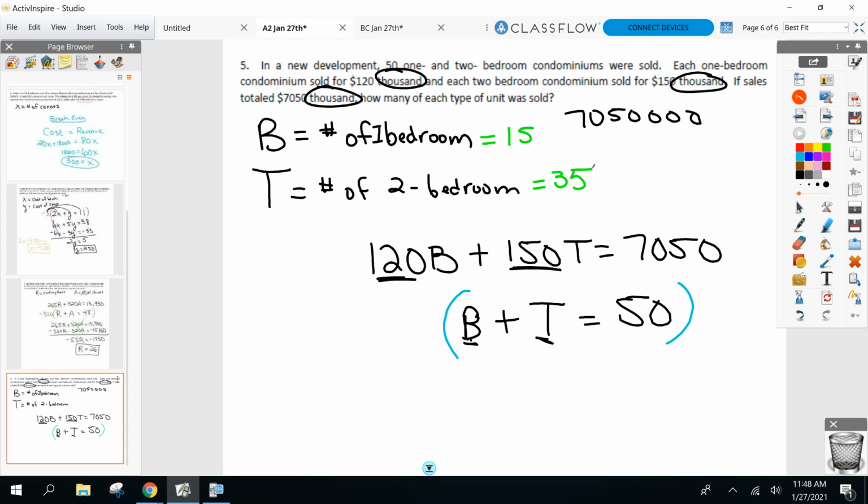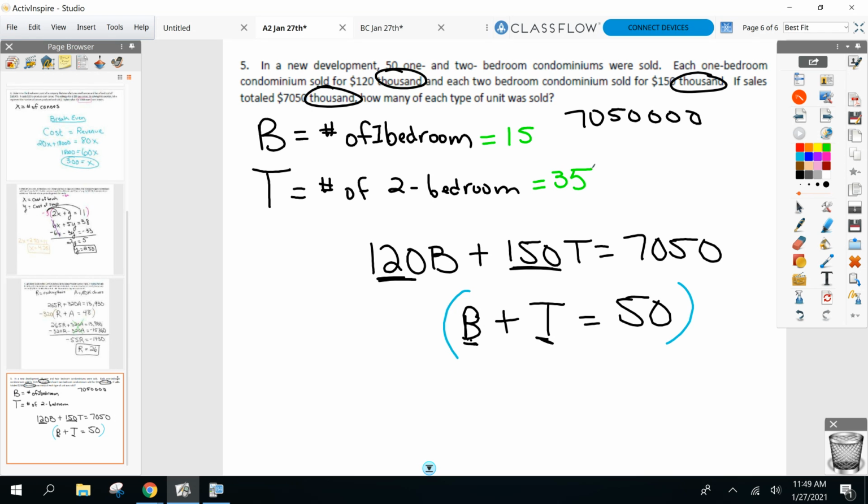And then you guys can see up on mine, I'm getting 15 and 35. 15 one bedroom and 35 two bedrooms. Any questions I can answer on how to get there, because you're going to be doing all this on your own tomorrow. Same type of problems. Set up X and Y for the variables and then two equations and solve them. Guys, anything I can answer before we call it a day?